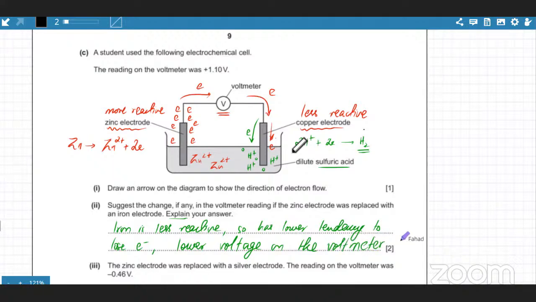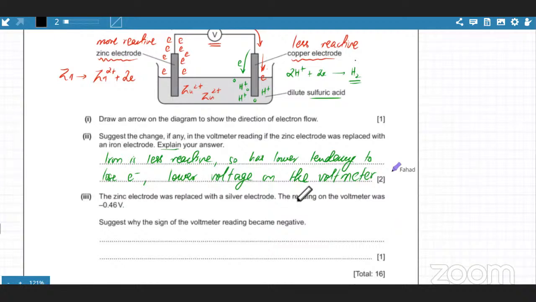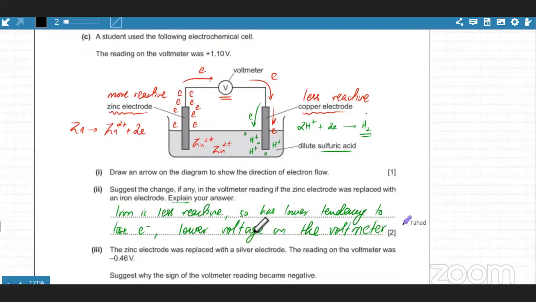The next part is that the zinc electrode was replaced with a silver electrode. The reading on the voltmeter was minus 0.46 volts. So just by the sign of the voltmeter, the reading became less. So now let's do this. Ignore the working that we've already done. Let's do this in another color. Just focus on the pink. Okay, the working in pink.